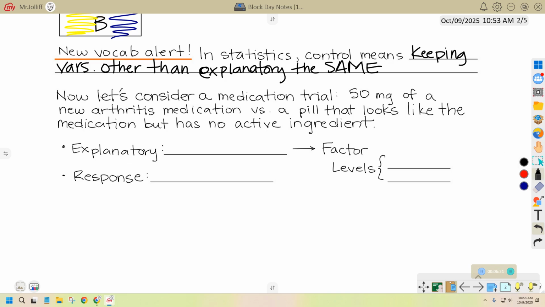So let's start with what is the explanatory variable and what is the response variable. So remember, explanatory is what the researcher is controlling or manipulating. The medication, very good. And what is the response variable? What is this medication hoping to treat? Arthritis pain, yeah. Come on, pen.